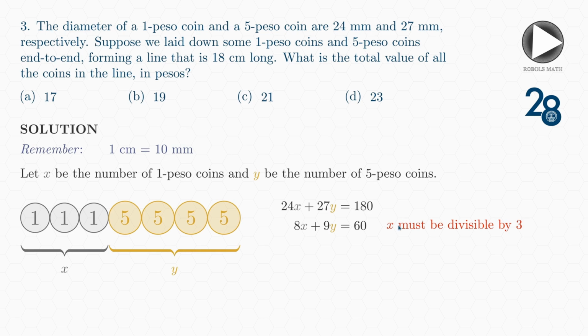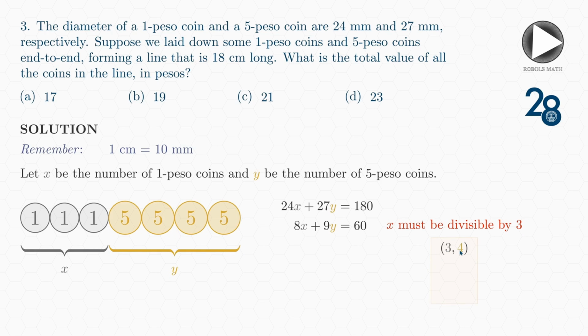We can do a similar check if you want to further narrow it down with the values of y. So we can check both sides and conclude that y must be divisible by 4. But this one is enough. It's enough to just check the numbers that are divisible by 3 for x. Okay, so we start with x equals 3.